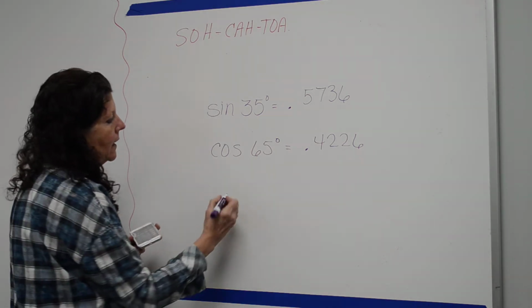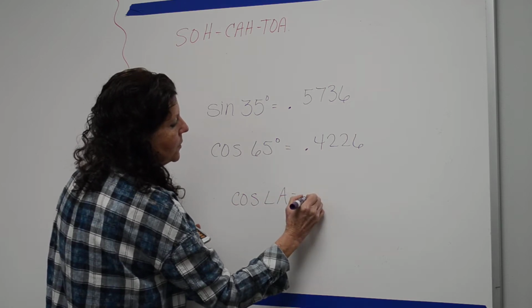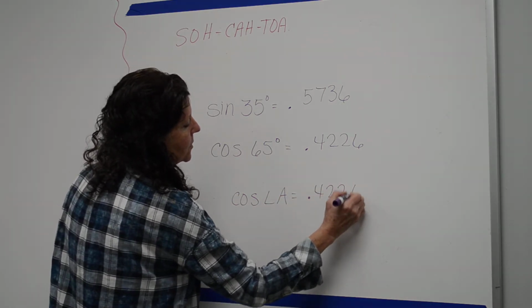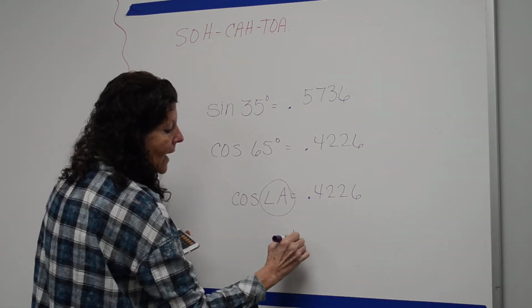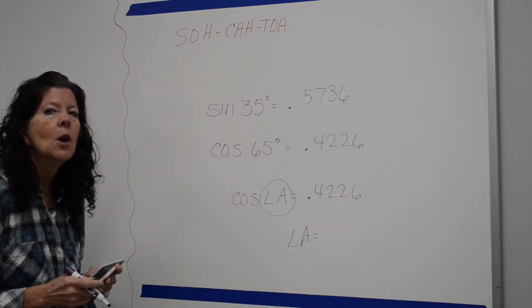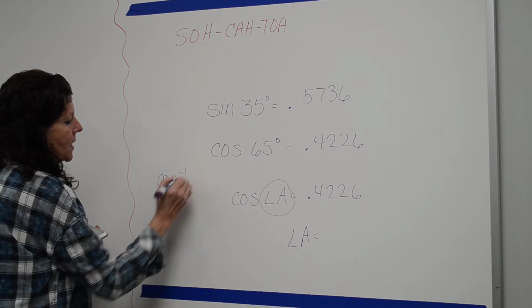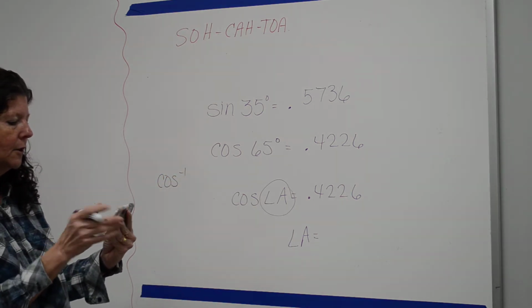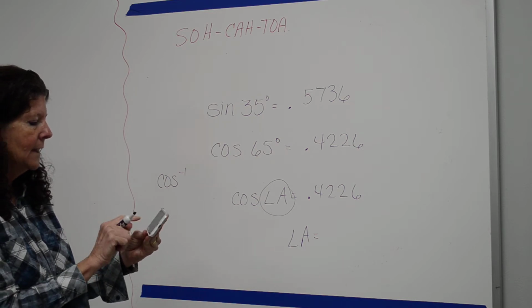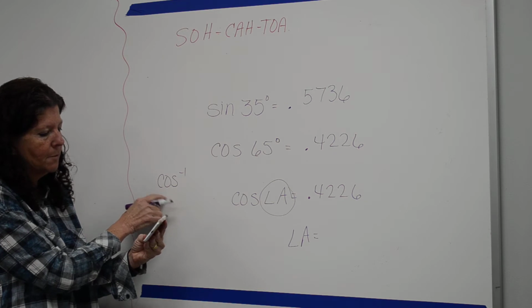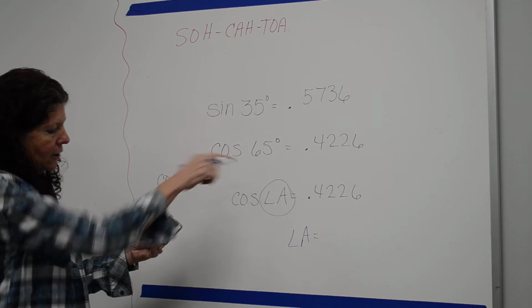Well, sometimes what you don't have is the angle. So let's say they say the cosine of angle A is equal to 0.4226, and they want you to find out what the actual measurement of angle A is. Well, that's going to require you to do something called the inverse cosine. So if you're on your calculator again, make sure you clear it out. You're going to press second, and then you're going to see that that button shows up. So you're going to do the inverse cosine, but you have to put the number in first.